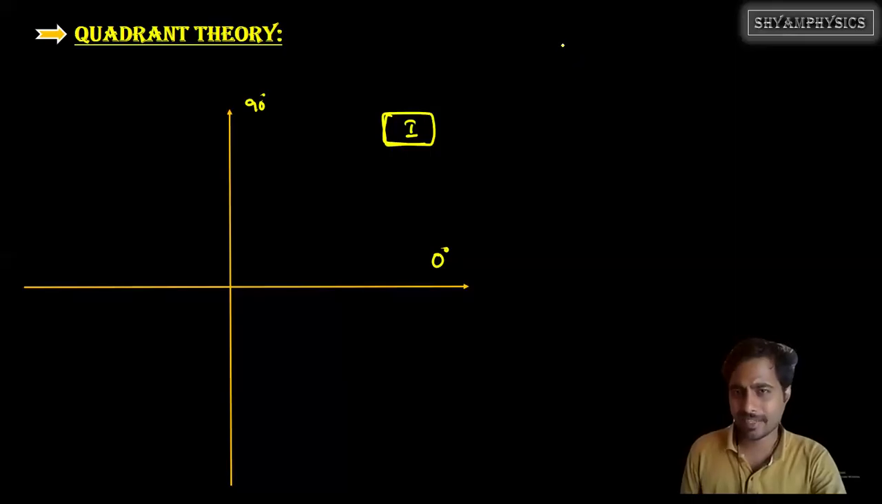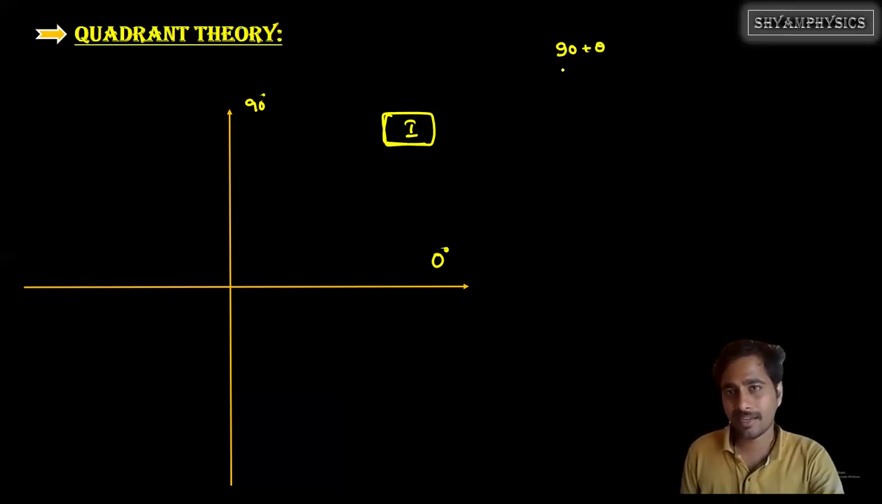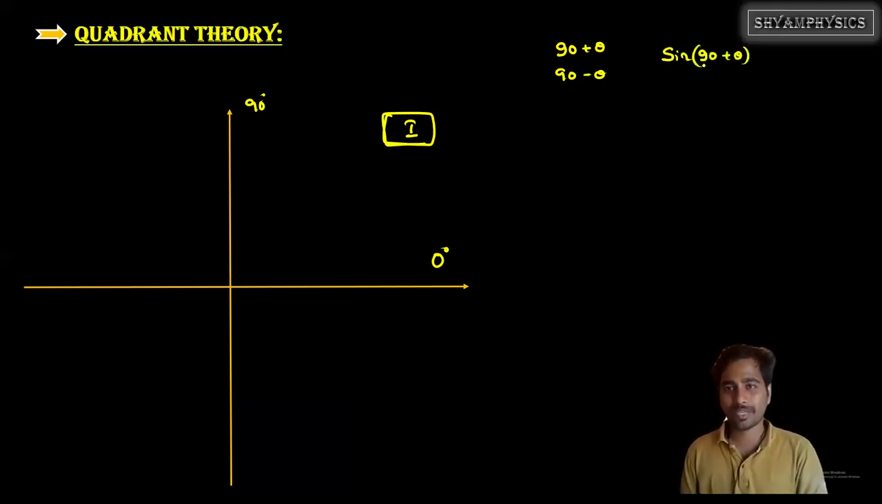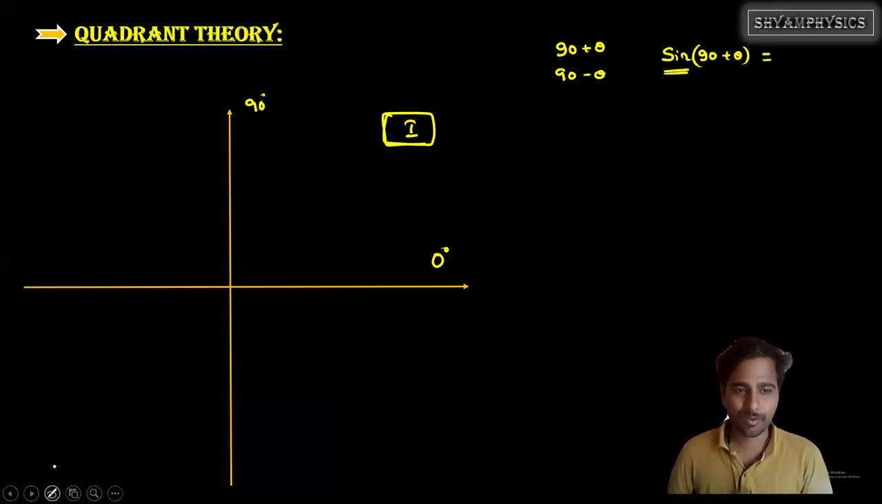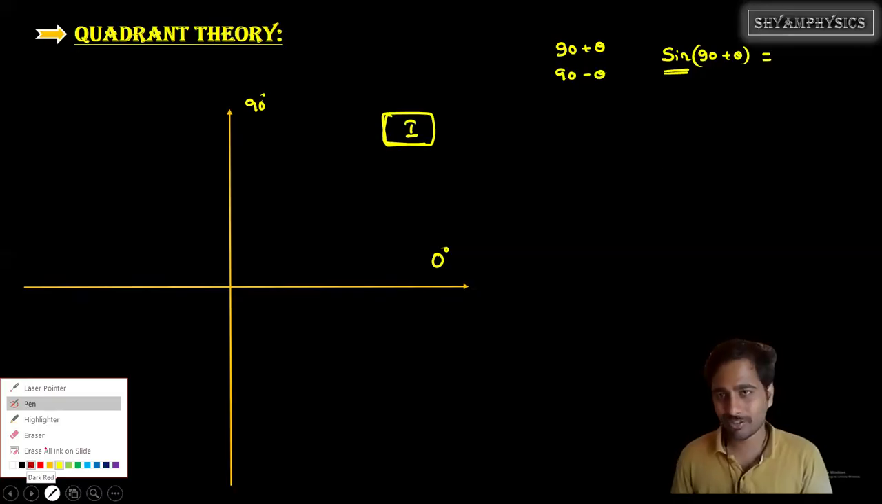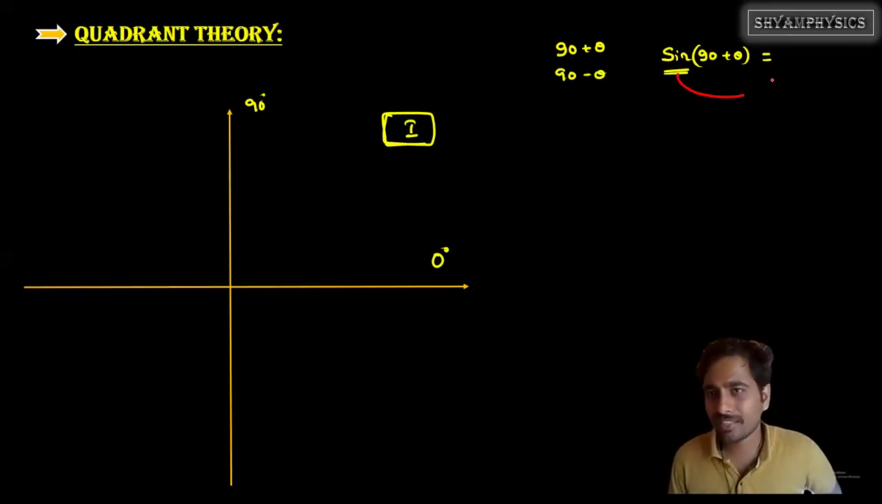Whenever it is coming like 90 plus theta, or else 90 minus theta, sine, cos, tan, whatever. For example, if I want to ask, I will say sine 90 plus theta. Now what you need to do: whenever sine 90 plus theta or minus theta comes, you should change the trigonometric function over here. What is the change you need to write here?